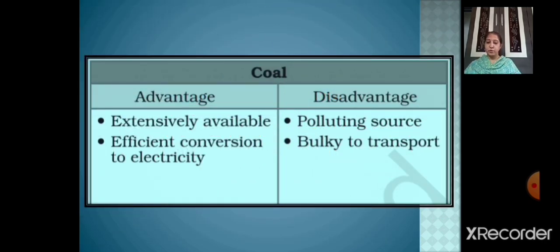Now, let's go through the advantages and disadvantages of coal. The advantages of coal include that it is extensively available. The second advantage is its efficient conversion to electricity. Coming to disadvantages, it is a polluting source, so it will lead to pollution. The second disadvantage is that it is bulky, meaning it is too heavy for transportation. So that is a disadvantage of coal.